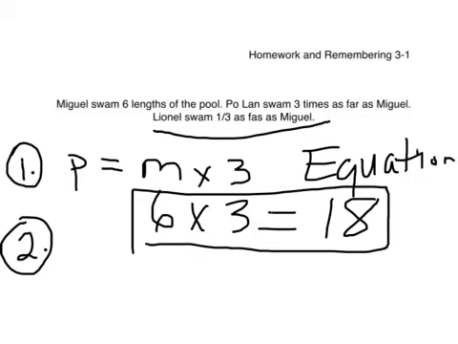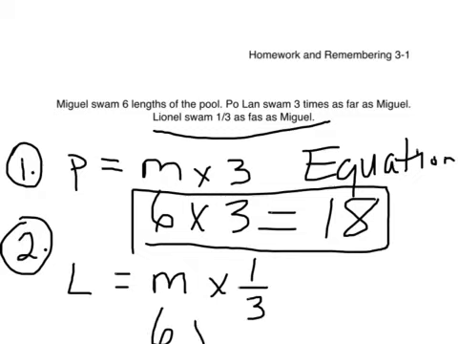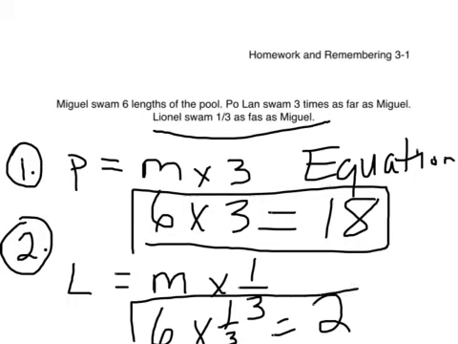So thinking of variables here, we can say Lionel equals Miguel times 1/3. So if we substitute for the M, it would be 6 of 1/3, or 6 times 1/3. I'm running out of space, which equals 2. So this bottom problem here is your equation, and 2 is your answer.